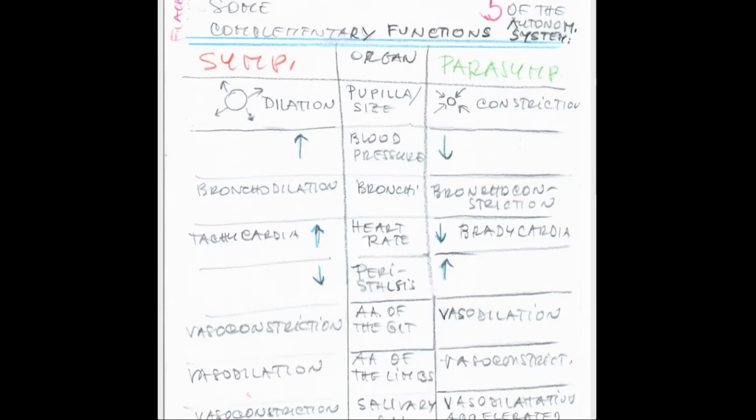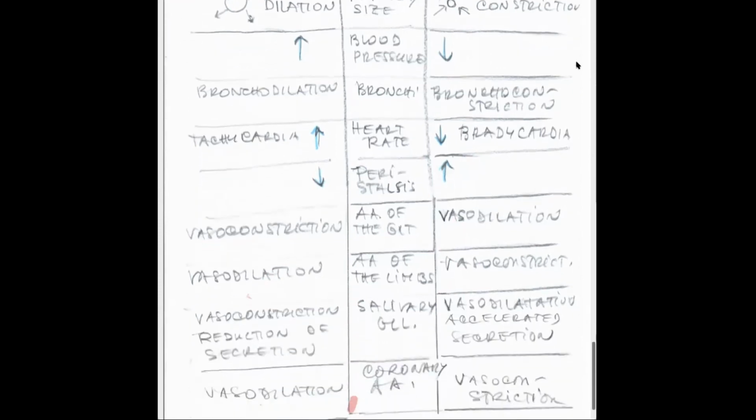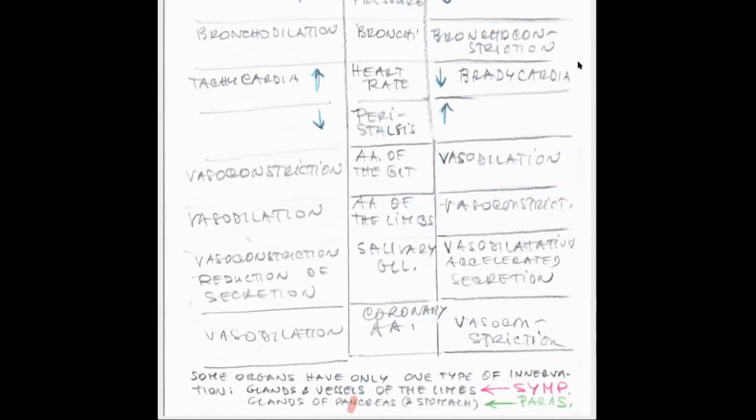And then also we see the salivary glands. Definitely salivary glands belonging to the gastrointestinal system will receive less blood. So there is vasoconstriction, and it leads to the reduction of secretion of the glands, while the parasympathetic system acts in the opposite, acceleration of the secretion, vasodilation.